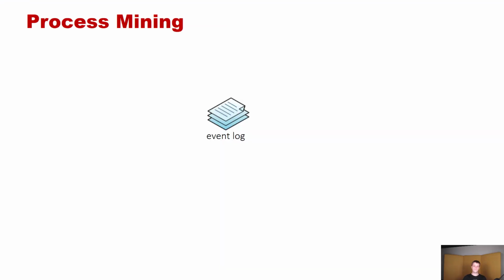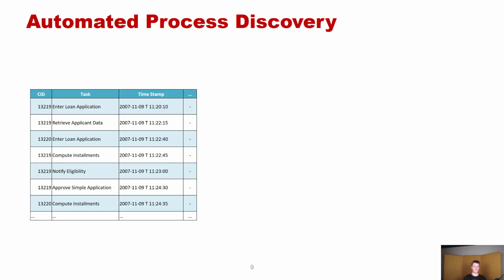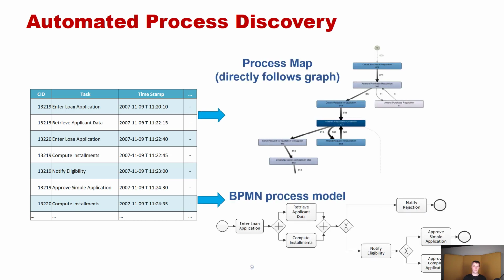So now that we have uploaded an event log to a process mining tool, let's take a look at what we can actually do with that event log. One of the most common analysis types or approaches is to perform automated process discovery. This is going to provide us with a process model. So it's going to take an event log, the event log that we just uploaded, and based on the events there, it is going to produce a process map or a BPMN process model.